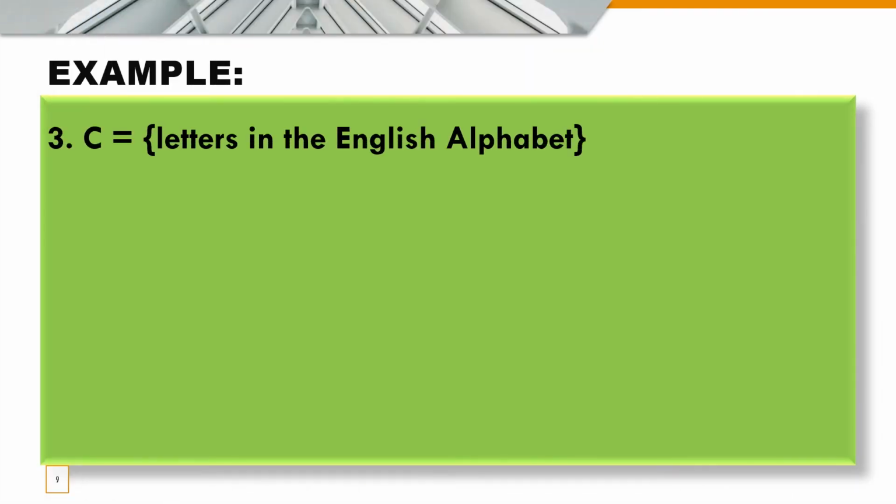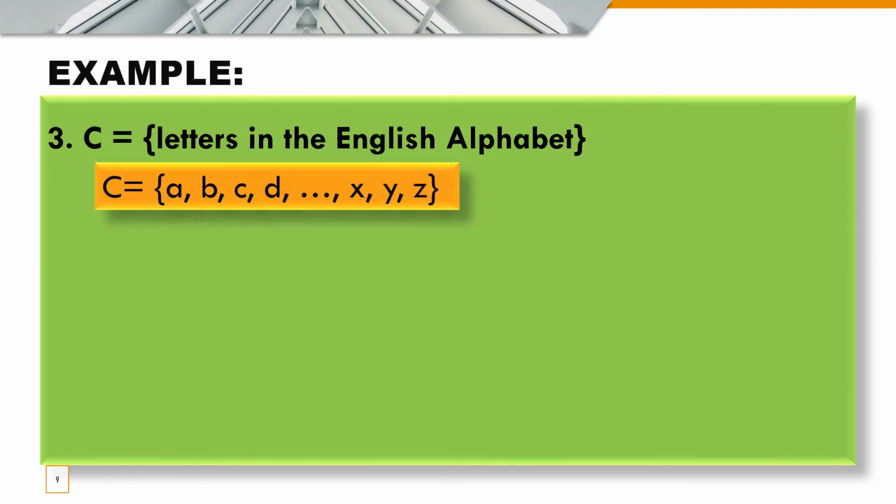Another example. Set C contains letters in the English alphabet. So, what are the elements of this set? We have A, B, C, D, then an ellipsis, then X, Y, Z. Is this finite or infinite? Right. This is a finite set because we know that this set contains only letters from A up to Z.